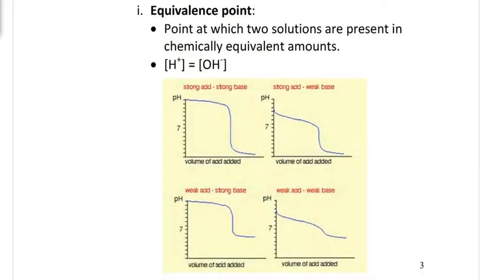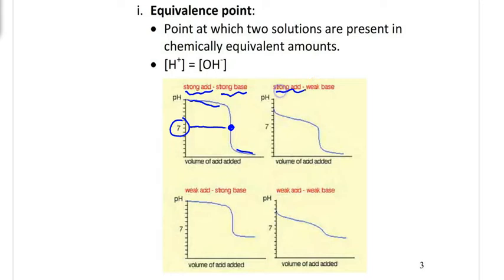The equivalence point is kind of like the neutralization point, the point at which you have equal amounts of H plus and OH minus. And your graph could look a lot of different ways, depending on what kind of acid and what kind of base you're using. So if you have a strong acid and a strong base, the equivalence point will be right here. Well, in all of them, the equivalence point is where the pH changes rapidly. It goes from being very basic to being very acidic. So if it's strong and strong, your pH will be about 7 at the equivalence point.